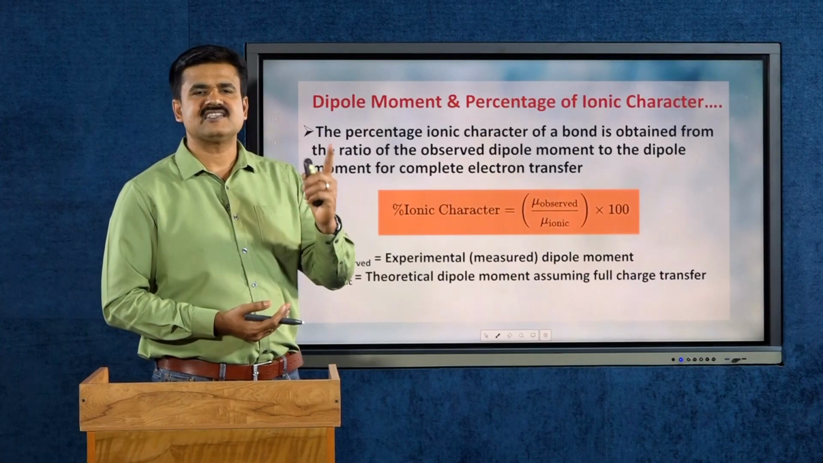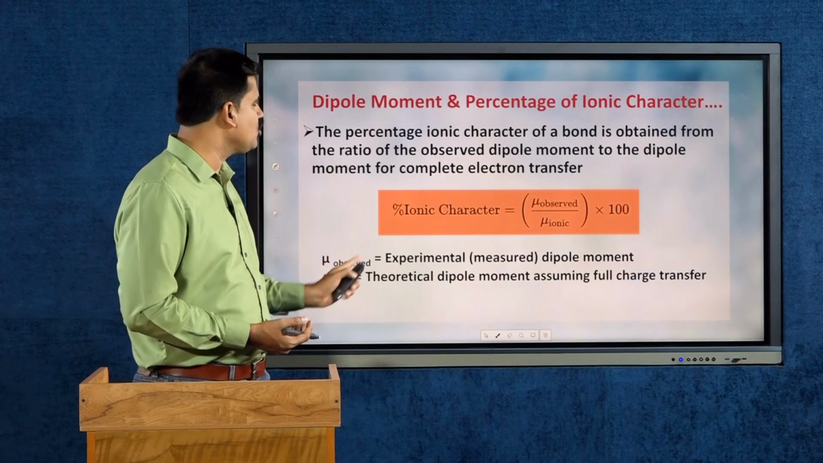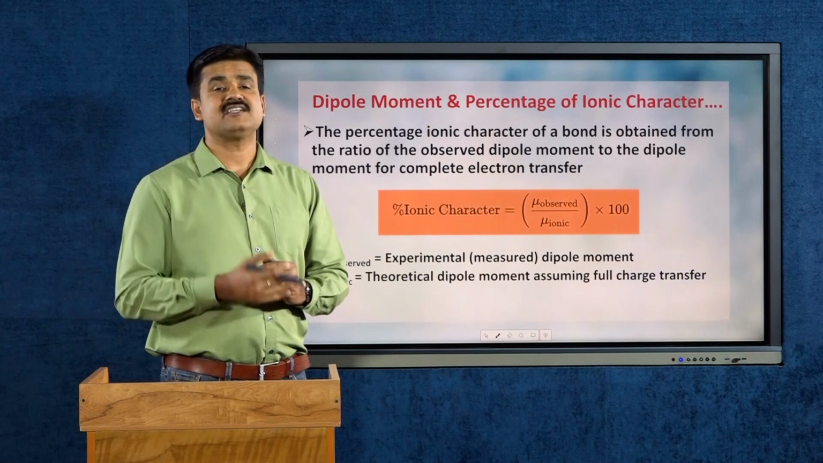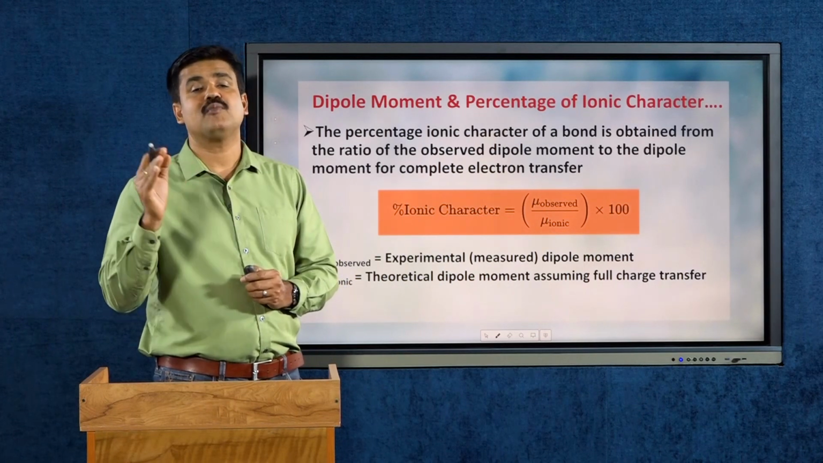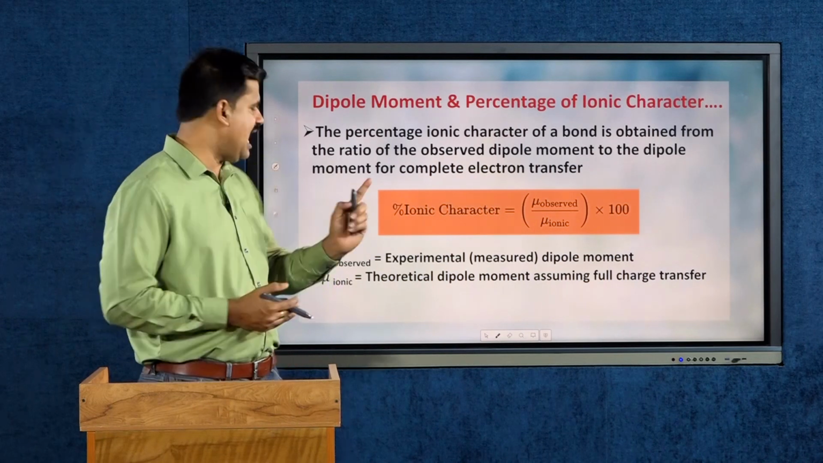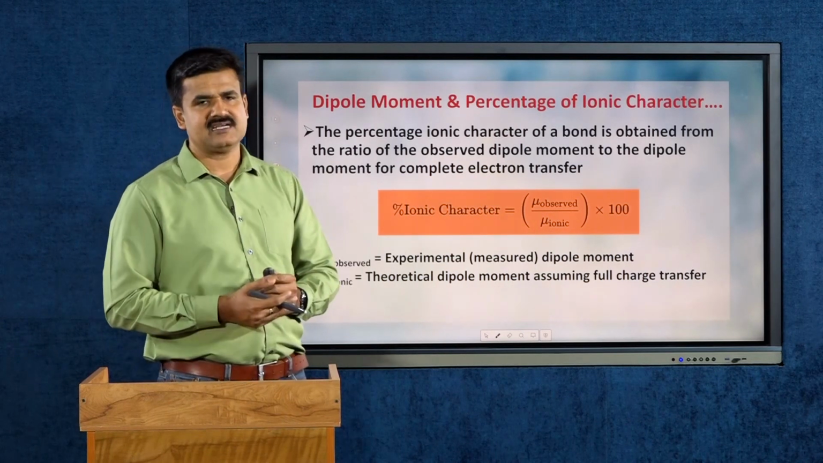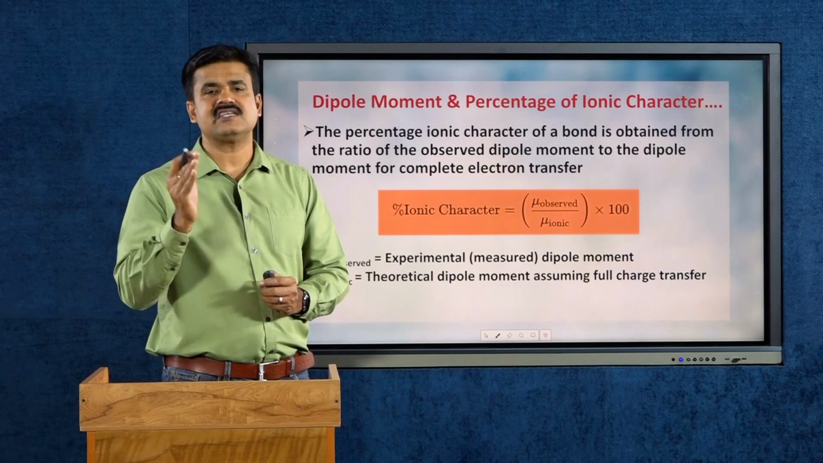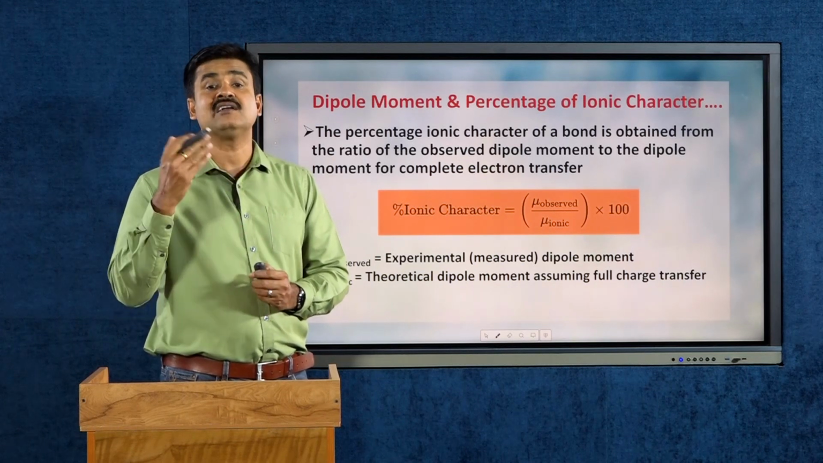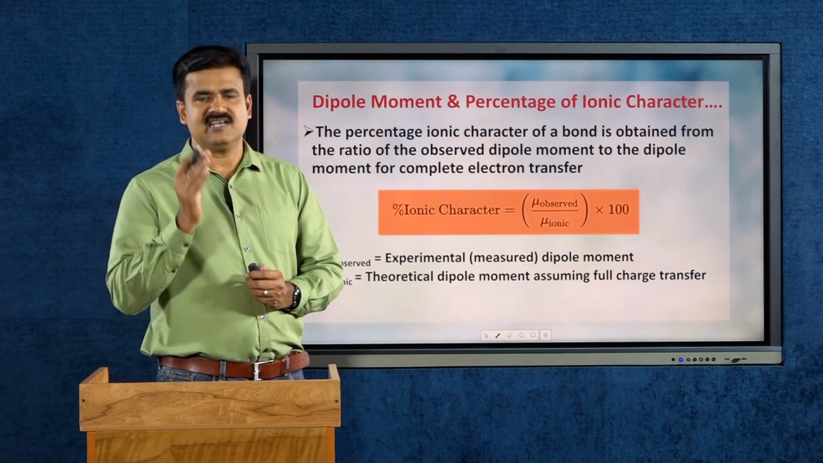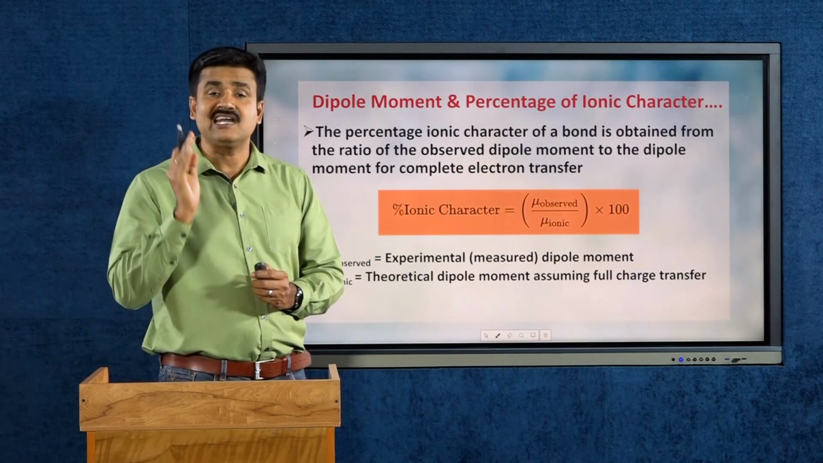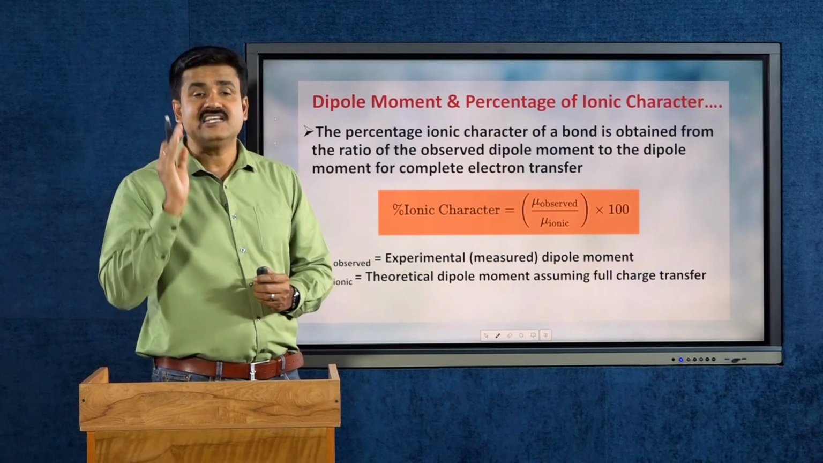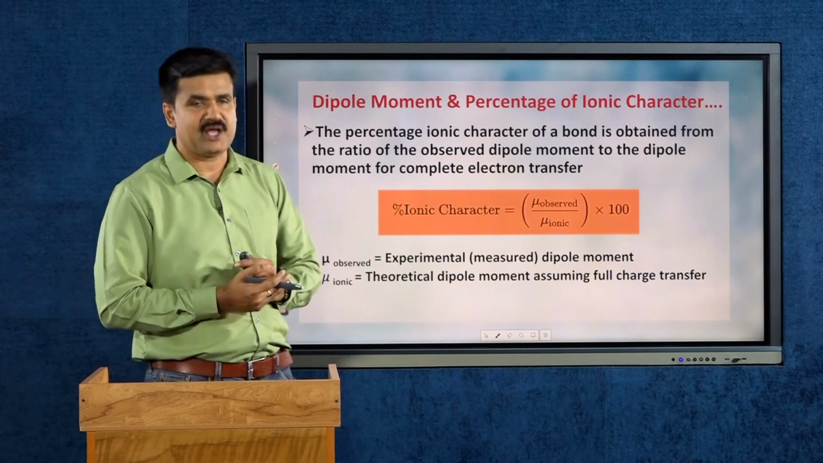Here the question arises, what is mu observed? Mu observed stands for the measured or experimental dipole moment of a molecule. And what is mu ionic? It is called the theoretical dipole moment for a 100% ionic bond. That is, you have to assume your molecule as 100% ionic in determining the value of mu ionic.